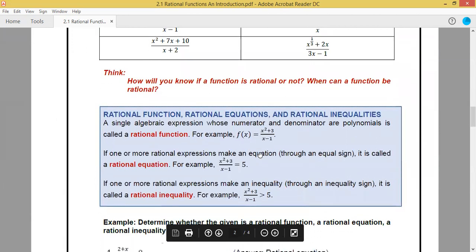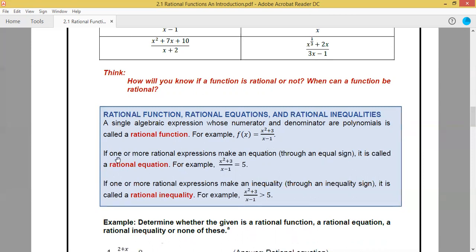Rational functions, rational equations, and rational inequalities. These three have numerators and denominators that are polynomials. If it's only a single algebraic expression with polynomial numerator and denominator, we just call it a rational function. For example, f of x equals x squared plus 3 all over x minus 1.